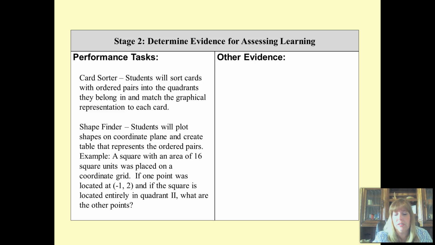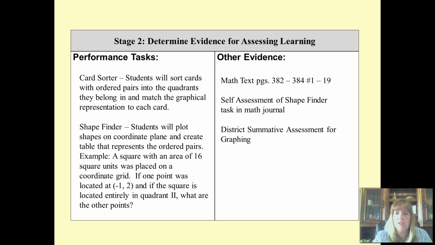Now, as far as other evidence, let's go ahead and look at the choices. We've got our math textbook. It's a brand new book. It's got some good stuff in it. Looks like there's a nice mid-chapter review here on pages 382 to 384 that would give us a good idea of their thinking.